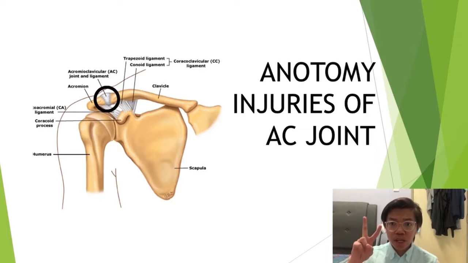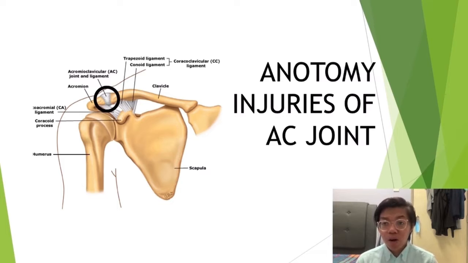Basically, there are two types of injuries for the AC joint, which are traumatic and overuse. Traumatic is a disruption of the joint due to damaged ligaments that hold the acromion and the clavicle, while overuse can occur over time as repeated movement and can cause excessive stress on our joint.